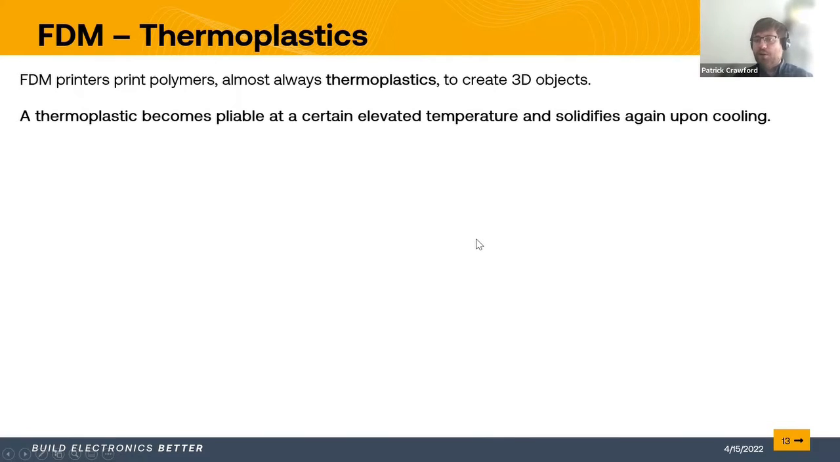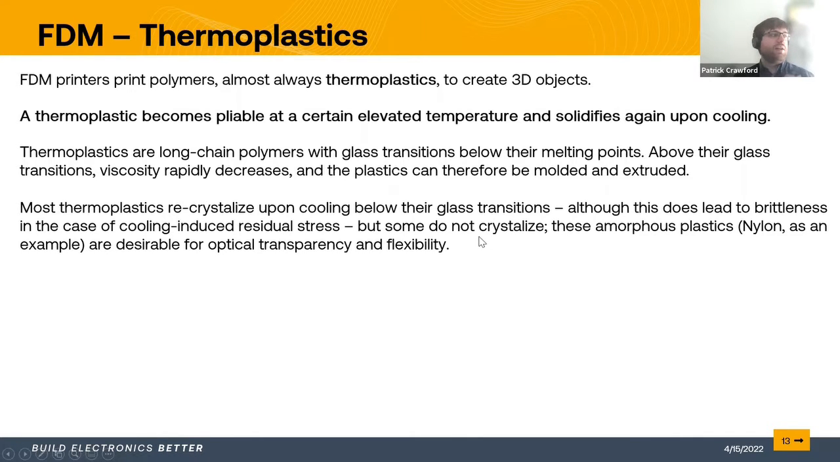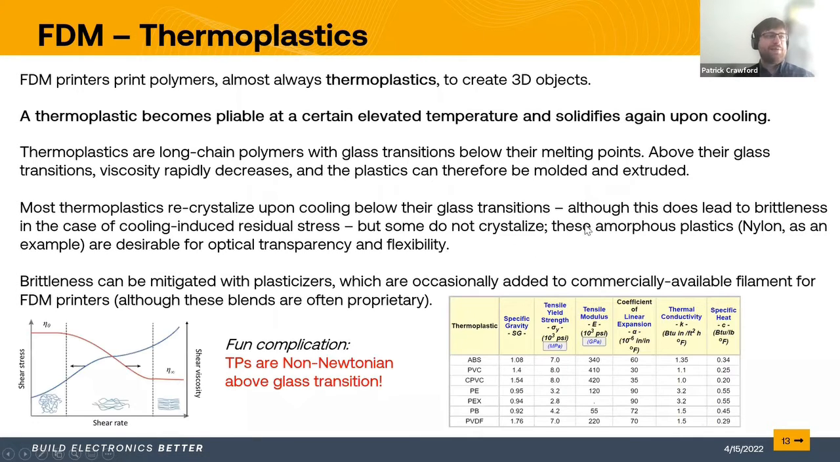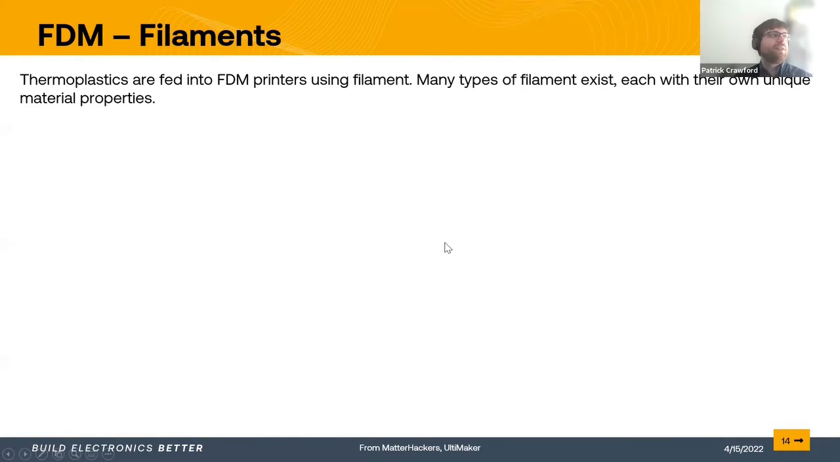FDM, which is fused deposition modeling, uses thermoplastics. In brief, thermoplastics become pliable at an elevated temperature and solidify upon cooling. Long-chain polymers, tensile strength, yield strength, they're non-Newtonian fluids. We don't need to worry about that right now.